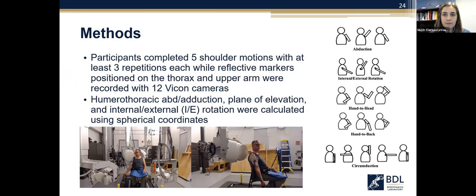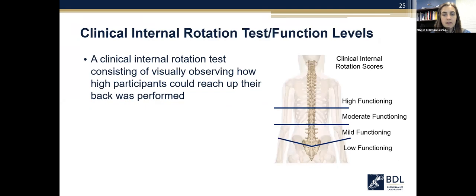Subjects completed 5 shoulder motions: abduction, internal and external rotation at 90 degrees of abduction, a functional hand to head, a functional hand to back, and a circumduction motion. Each motion was repeated at least 3 times, while positions of the reflective markers placed on the thorax and upper arm were captured using a 12-camera Vicon system. Humeral thoracic abduction, plane of elevation, and internal external rotation were all calculated using spherical coordinates.